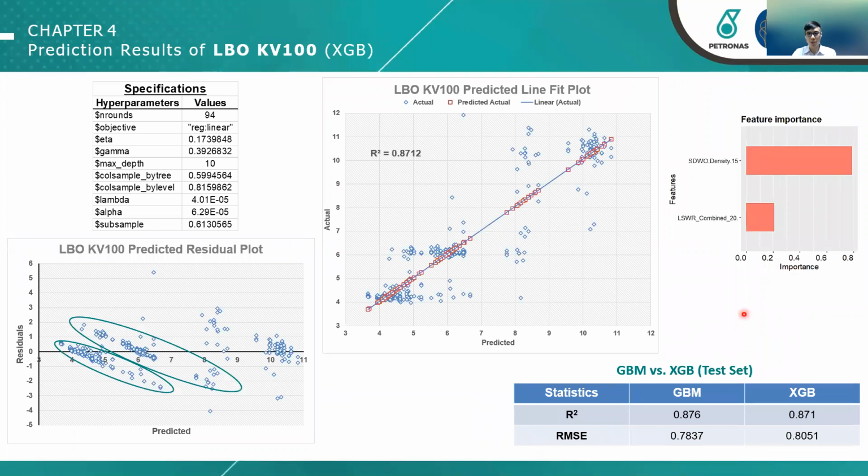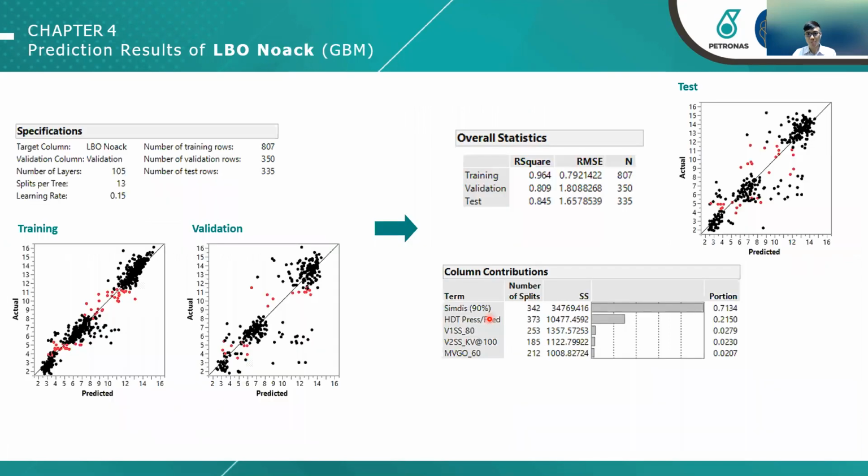Using the same predictors, but now the XGBoost algorithm with the following hyperparameter specification, an R-square of 0.871 is obtained. Besides, visualizing the residual plot may indicate the model performance. If the data points are randomly scattered along the x-axis, this may indicate a good fit. However, if a certain pattern is observed, as in this case, then the model may be less desirable. Comparing the GBM and XGB algorithm for KV100 prediction, GBM gave a slightly better result.